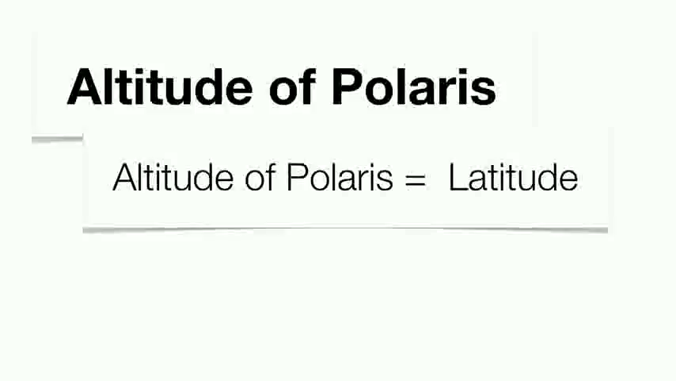So if you're at 90 degrees north at the North Pole, Polaris can be directly above you at 90 degrees. If you're at 42 degrees north here in New York, the altitude of Polaris can be 42 degrees above the horizon. If you're at the equator, which is 0, the altitude of Polaris can be 0 as well.